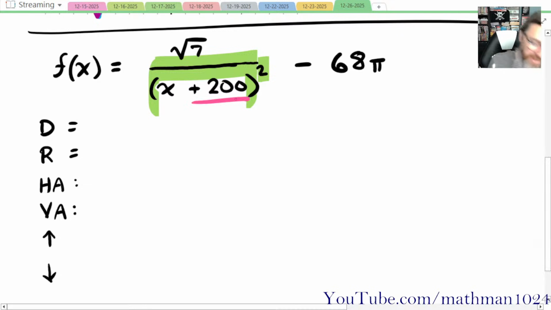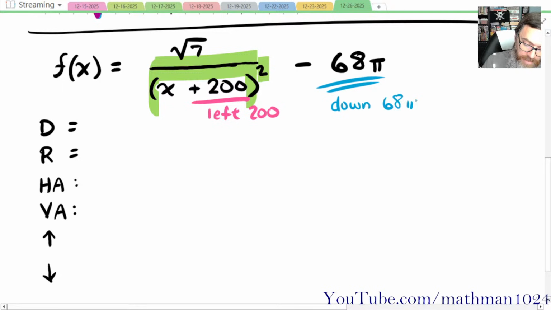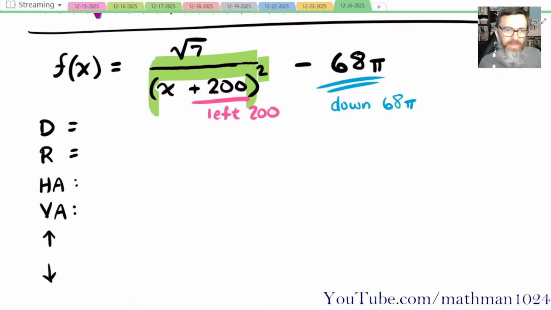What does this mean on the inside? Because see, this is inside the function because it's inside the square. This means that I'm going to the left 200 units. Could have been 2,000 for all I care, but I just wrote 200, right? This minus 68 pi is outside of the fraction, it's outside of the square, and this tells me my vertical shift is going to be down 68 pi units. Now, what we do not want to do is try to convert that into some kind of decimal. That's not going to be helpful at all, and it won't be exact.